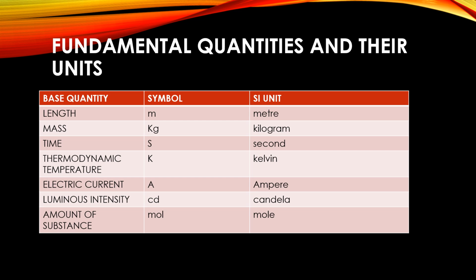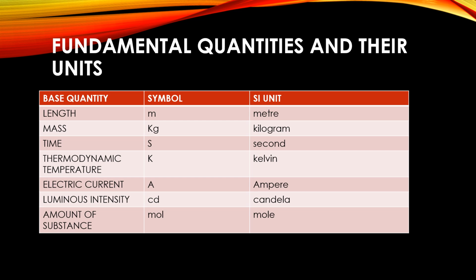So the first one is length. It measures distance, and the SI unit is meter, symbol m. Example, you can take the length of a table or the distance between two points. Then the next one is mass. It measures the amount of matter. SI unit is kilogram, kg. Example, mass of a bag or book.